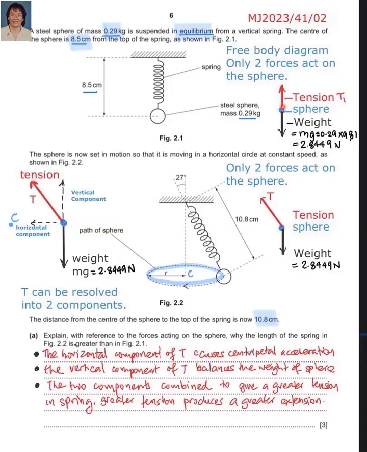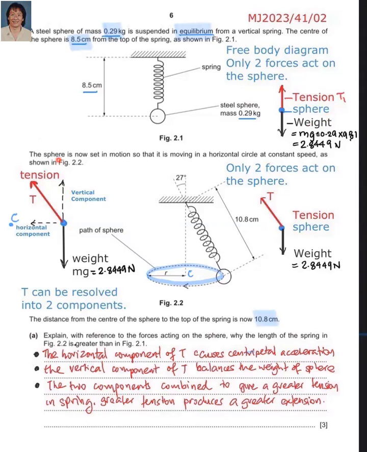This is a sphere. There are two forces acting on the sphere. One is the tension caused by the spring, T1, and the other one is the weight of the sphere, which is mg, 0.29 times 9.81, which will give you 2.8449 Newton. Since the body is in equilibrium, there's no resultant force acting on the sphere. That means the tension is equal in magnitude but opposite in direction to the weight, so when you add the two forces together, you get 0.